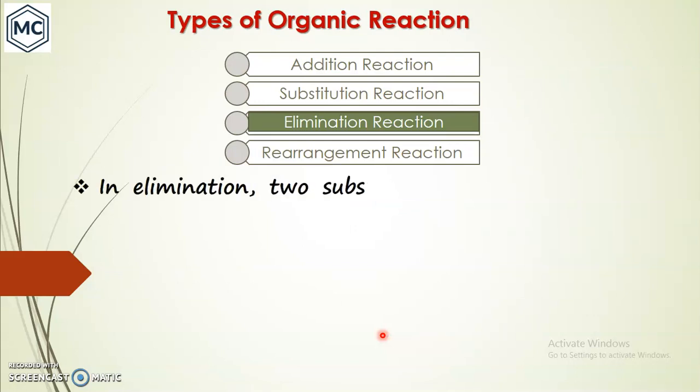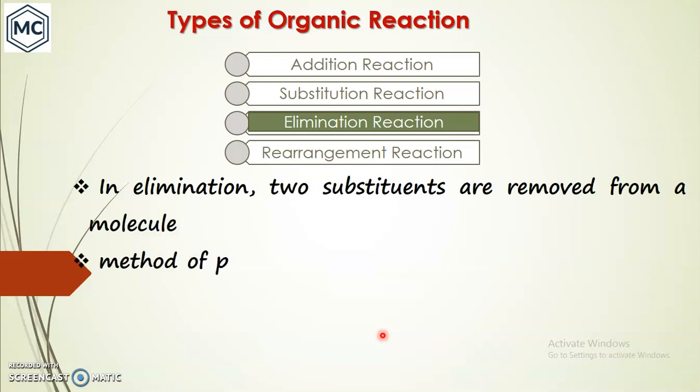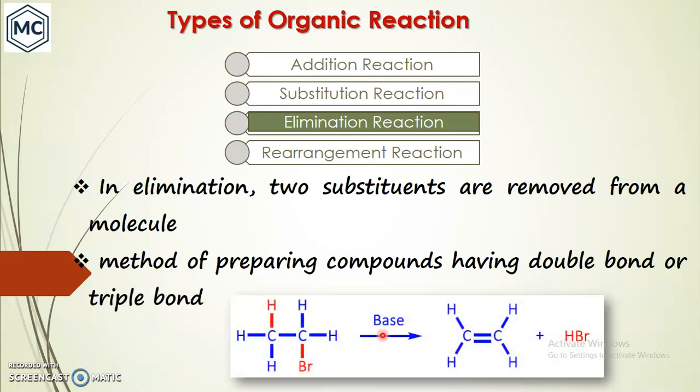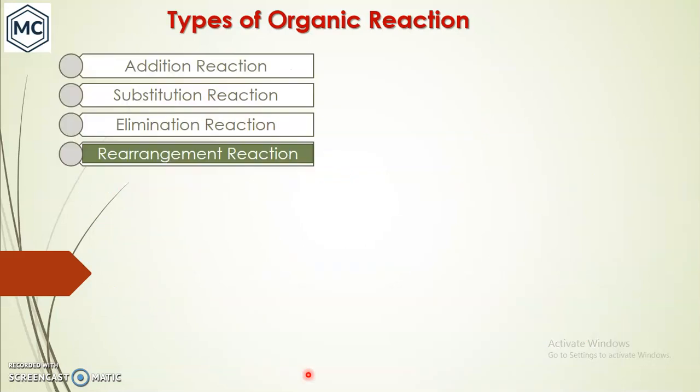Third reaction is elimination reaction. In elimination reaction, two substituents are removed from a molecule. And actually, this is a method of preparing compounds having double bond or triple bond. This is an example for that.